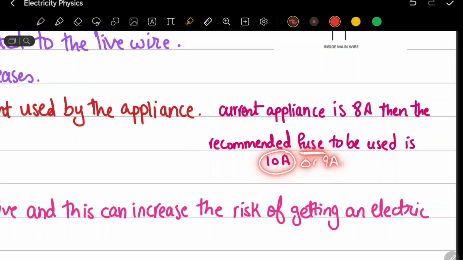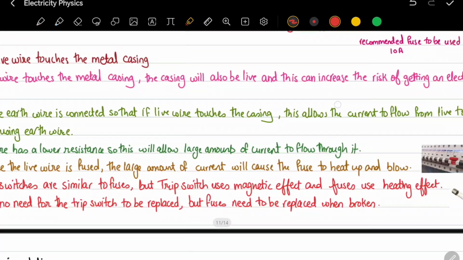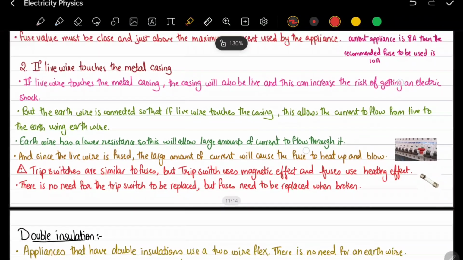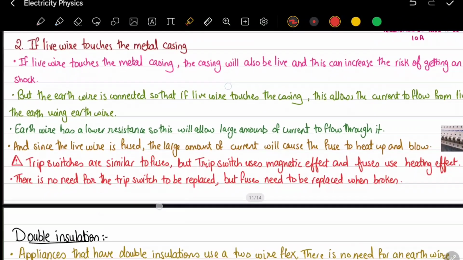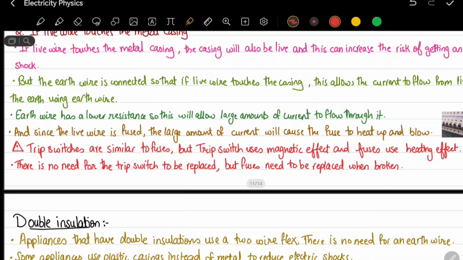Now here, if the live wire touches the metal casing, this will cause the casing to also be live, and therefore this can increase the risk of getting electric shocks. But we have the earth wire, which is connected so that if the live wire touches the casing, this will allow the current to flow from the live wire to the earth wire, and after that to the earth.